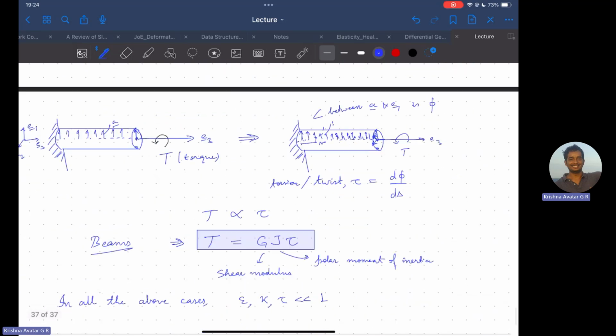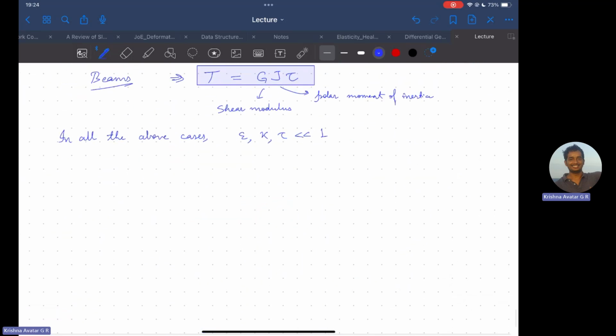Now we can go much farther than this. So let's try to get some idea about the Euler-Bernoulli beam theory. This is a very widely used, widely known beam theory. Let me just have a brief look at beam theories. So one such special case is what we call the Euler-Bernoulli beam theory.